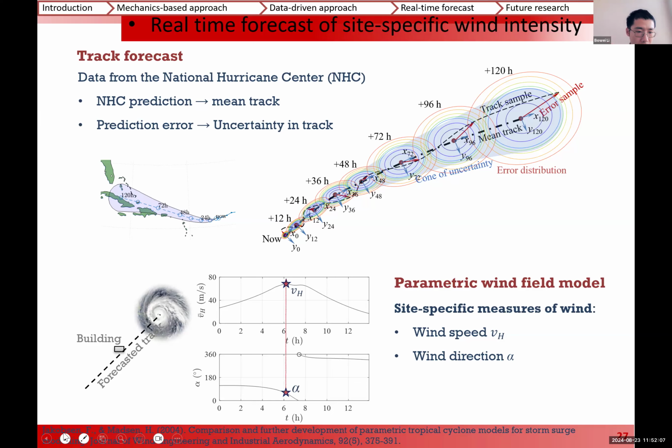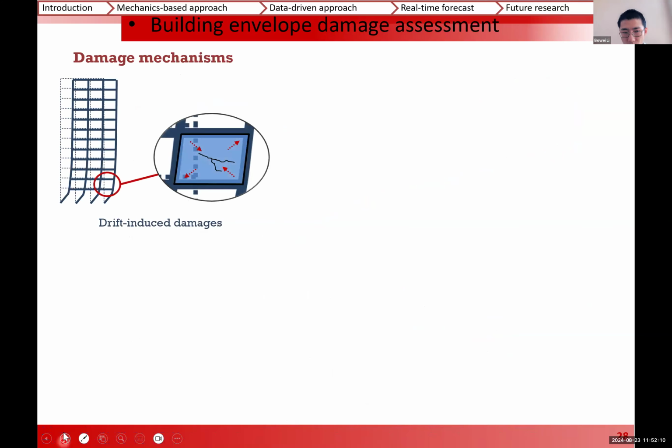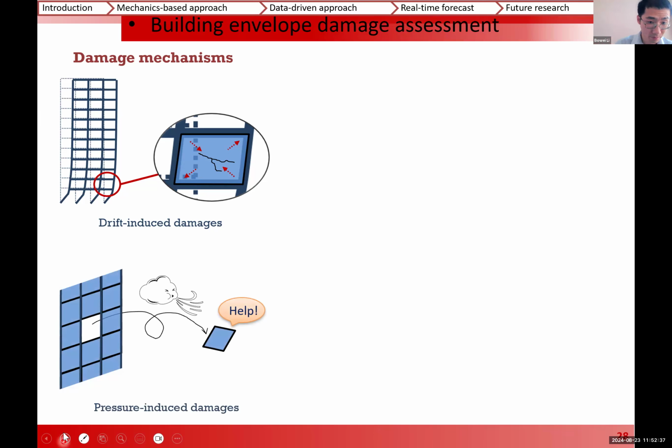So the next step is, given wind speed and direction, how we can evaluate the damage of our building envelope system. Here I would introduce the damage mechanisms. The building envelope system can be susceptible to damage for two reasons. First, excessive deformation because of interstory drift, so it is drift-induced damage. Secondly, it can be blown away, so it is pressure-induced damage.